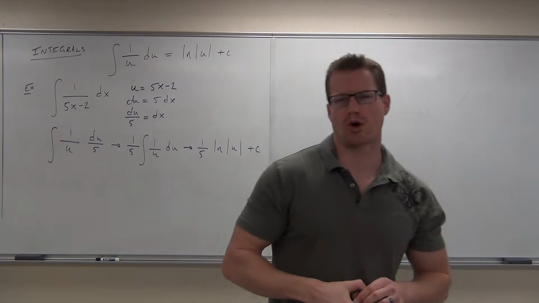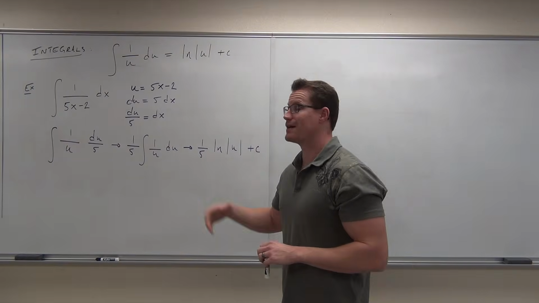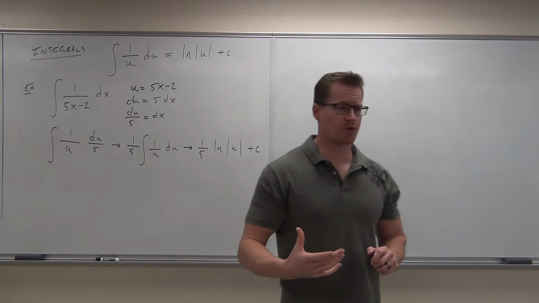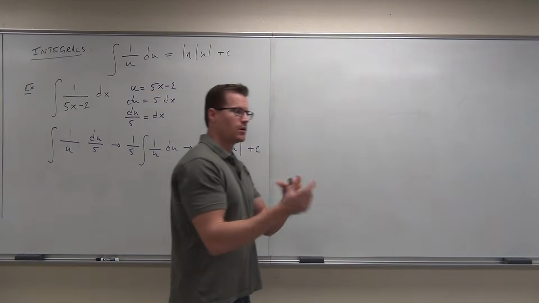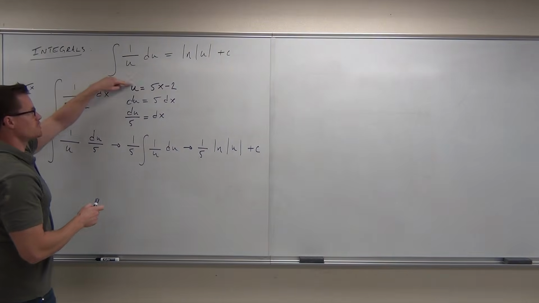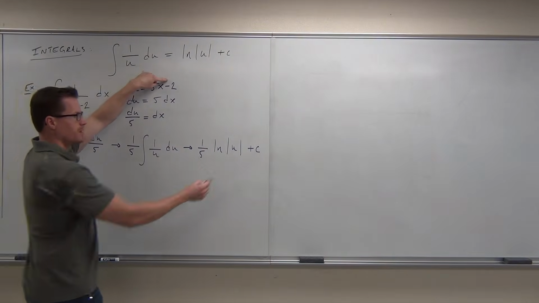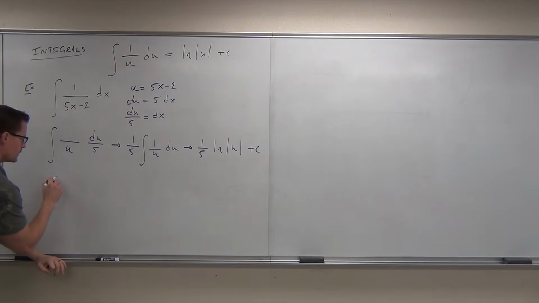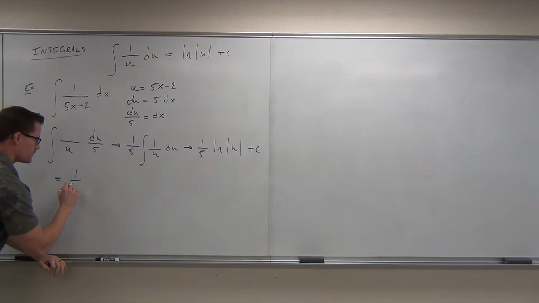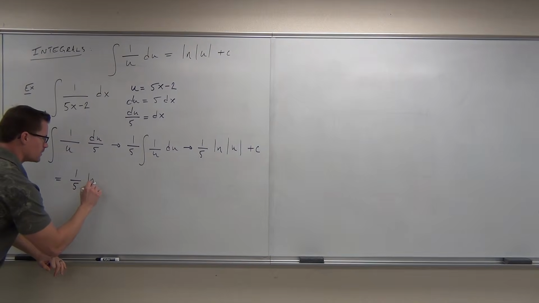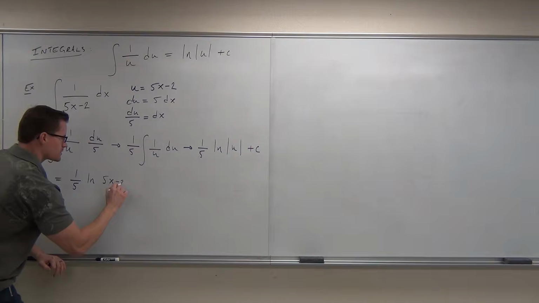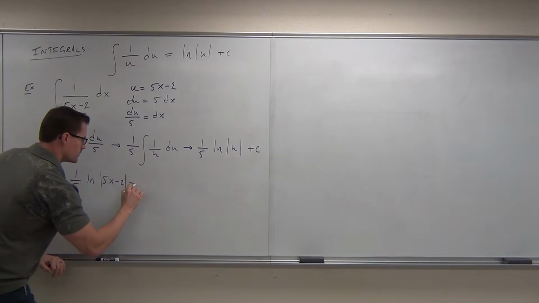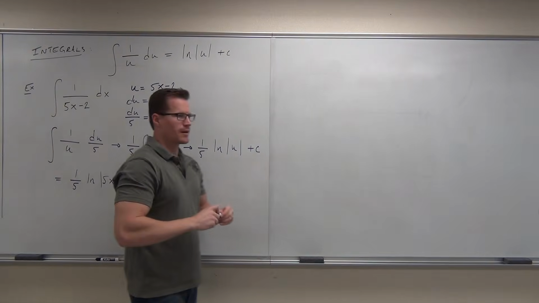There is one thing that is important though. What variable did we start with? An x. What variable do we have now? U. That's a problem. So what are you going to do? Put x back in. So if we have this substitution, u equals 5x minus 2, that u becomes 5x minus 2. So our integral is 1/5 ln 5x minus 2 in absolute value plus c. Okay, that's our first example.